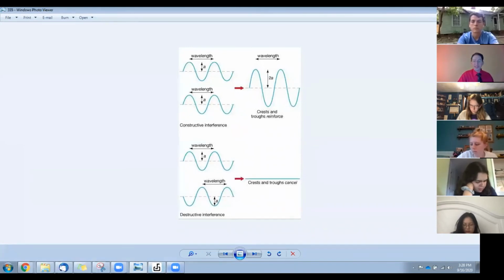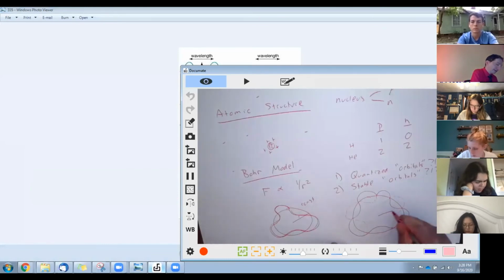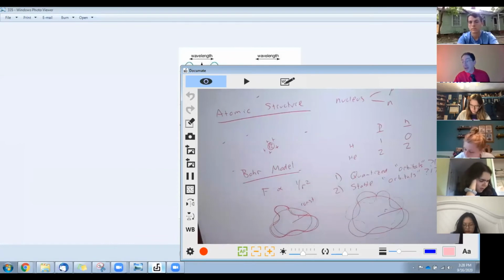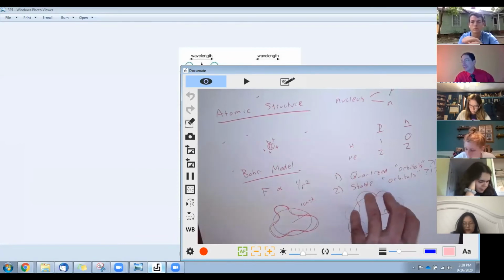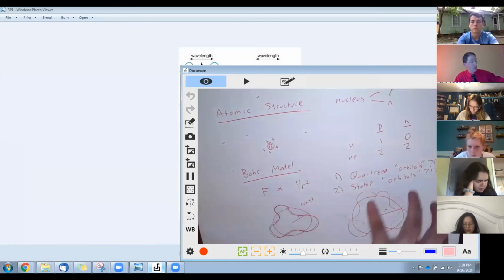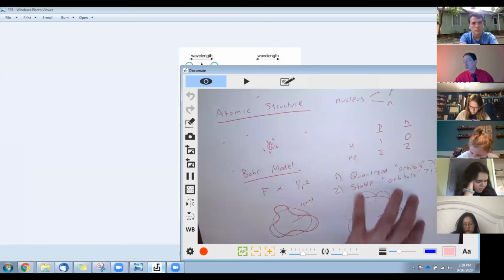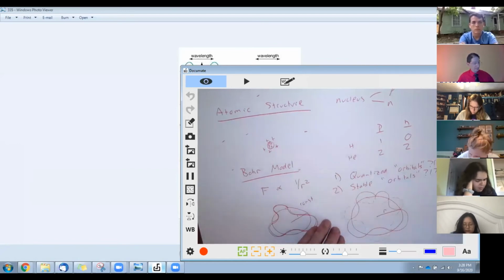So at this distance, if the electron is a wave, it can't exist. It cannot be at that distance because it cancels itself out. There's nothing left. There's no probability of it being there. It can be at this distance, it can be at greater distances. So let's write down the condition for that.